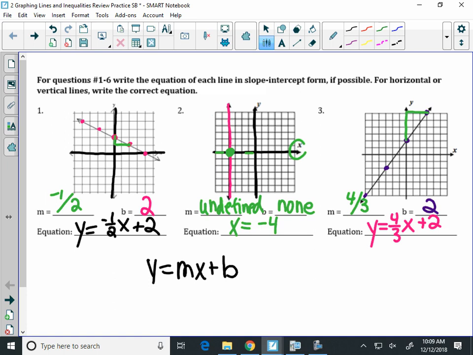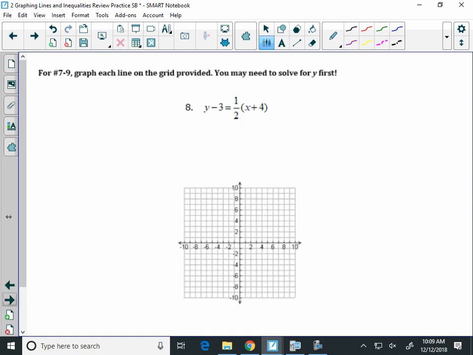All right, so 4, 5, and 6 are going to be the same. Let's jump down to number 8. This equation, you have to graph the line this time, but we need to get the equation into y equals format so that we can identify our slope and our y-intercept. So what we have to do first is we actually have to get rid of the parentheses by distributing the 1/2. When I do that, I have y minus 3 equals 1/2 x, and then 1/2 times 4 is plus 2.